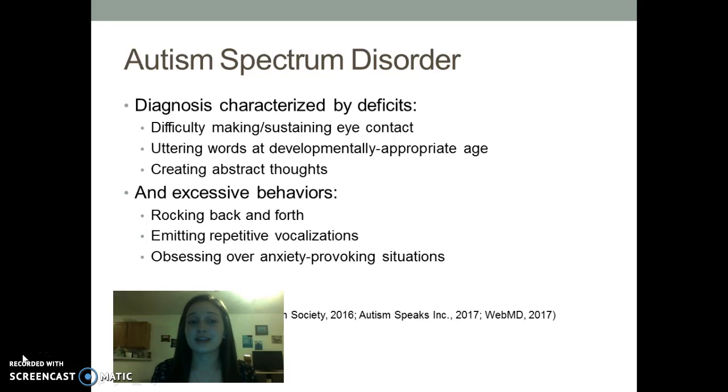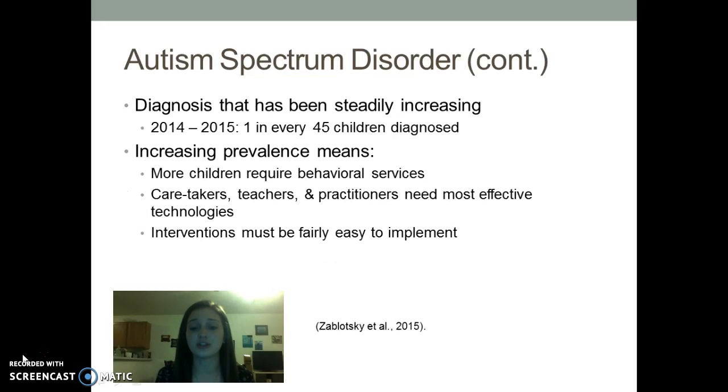To begin, I'd first like to discuss autism spectrum disorder. This is a diagnosis characterized by its deficits and its excessive behaviors. Some of the deficits include difficulty making or sustaining eye contact, uttering words at a developmentally appropriate age, and then also creating abstract thoughts. Some of the excessive behaviors include rocking back and forth, emitting repetitive vocalizations, and then also obsessing over anxiety-provoking situations.